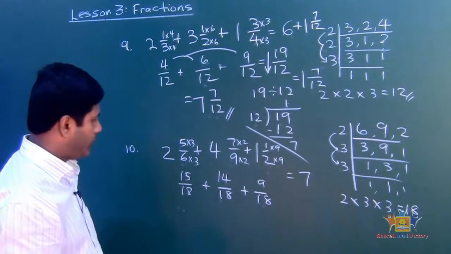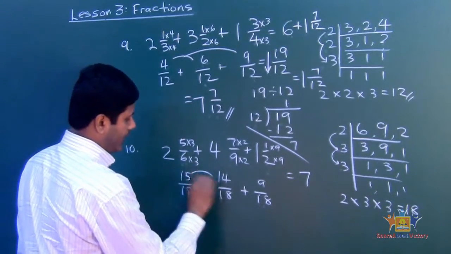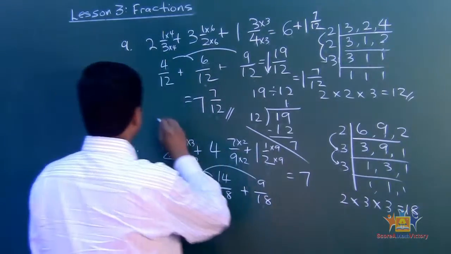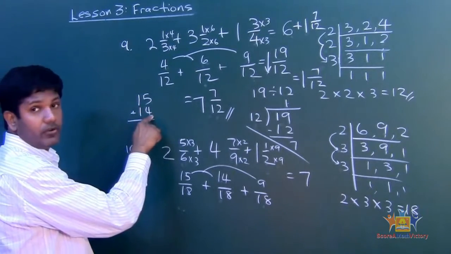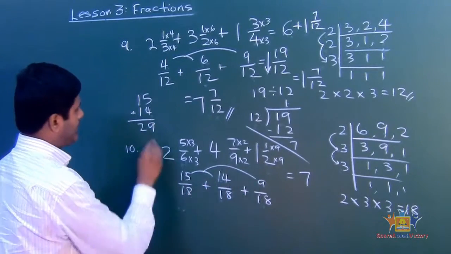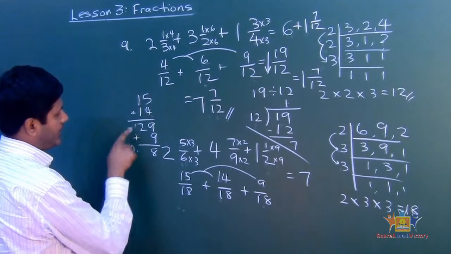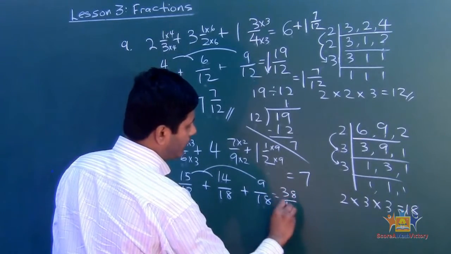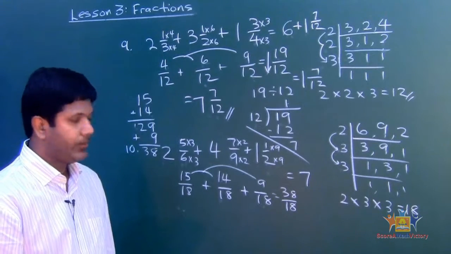Alright? Then what do I do? I use the pairing method to add them. I add these two first and then I add that one. Alright? So let's line it up. 15 plus 14: 5 plus 4 is 9, 1 plus 1 is 2. So we combine these two. Now bring the 9. 9 plus 9 is 18, carry 1. 1 plus 2 is 3. So it gives me 38 over 18.